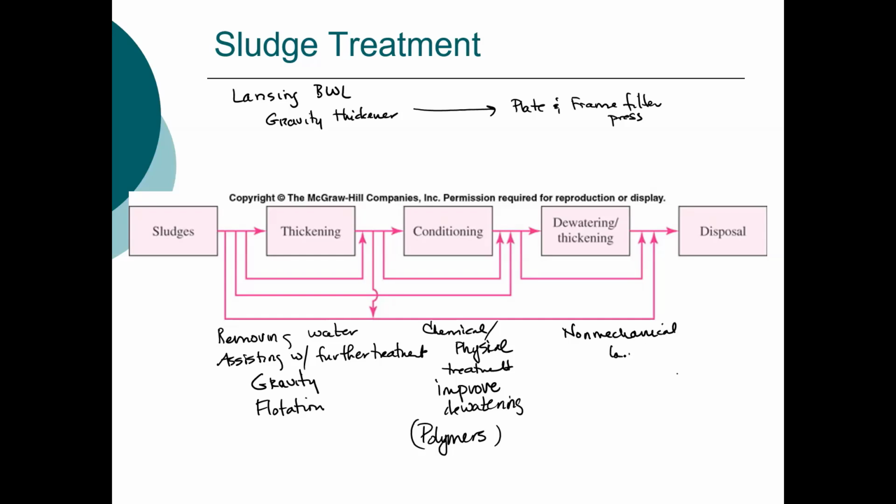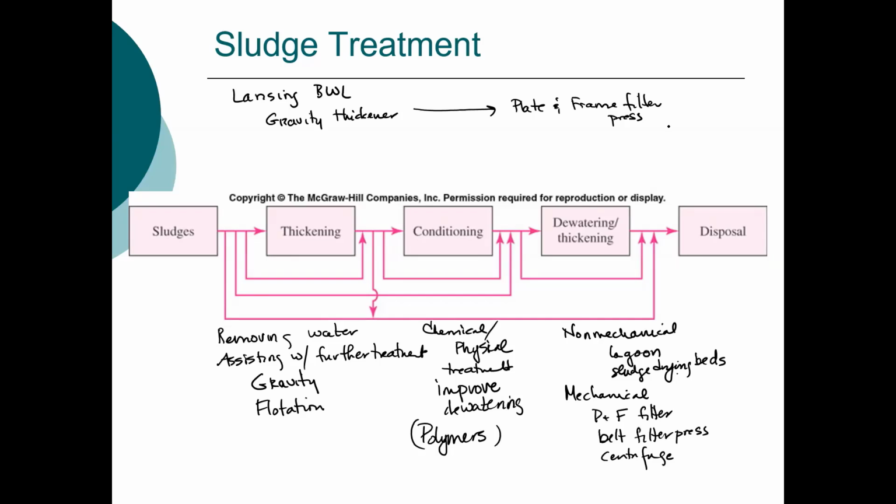means, so a lagoon, sludge drying beds, or we can use mechanical, so for instance, the plate and frame filter press, belt filter press, centrifuge. So there's a number of mechanical processes that we can use to dewater the sludge.